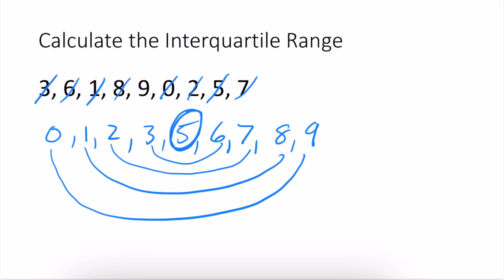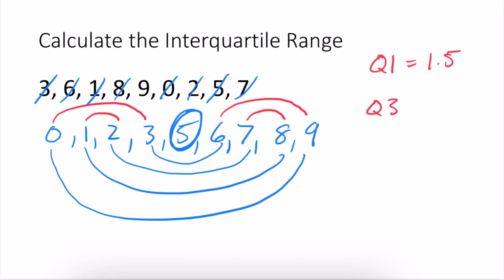Then to find my quartiles, I'll take the lower half of my data set and find the middle of that. So in this case, I have two numbers in the middle. So my first quartile, quartile 1, is going to equal 1.5 because 1.5 is in the middle of 1 and 2. And then I'll do the same thing to find my third quartile. So when I find the middle of the upper half of my data set, it looks like my third quartile is going to be 7.5. And so my interquartile range is going to equal 7.5 minus 1.5, which equals 6.